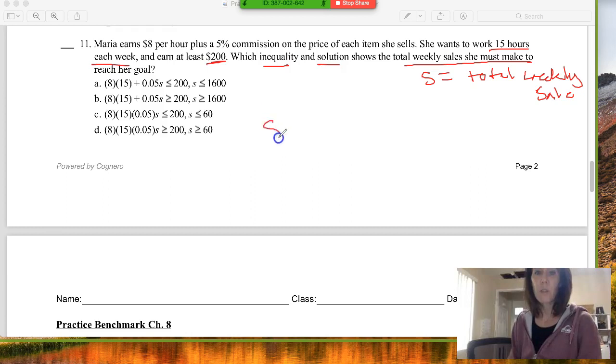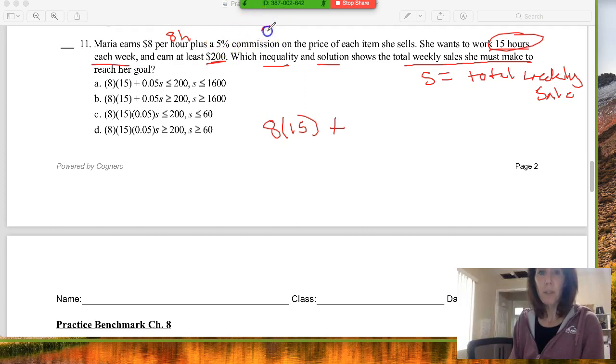She earns $8 per hour. So we need to do $8 times the number of hours she wants to work. How many hours is she going to work? 15. So we're going to go 8 times 15, right? That's your $8 per hour, and they told us 15 hours. Plus, you're going to get a 5% commission on the price of each item you sell. 5% changed to a decimal, you move the decimal over 2 places. So that's going to be 0.05 times the total weekly sales. So I'm going to multiply that by S.